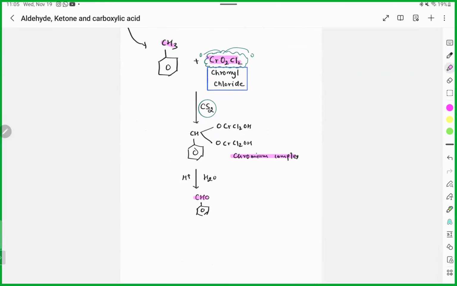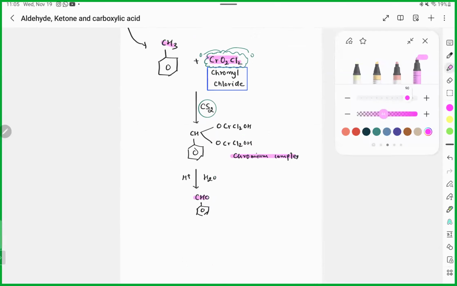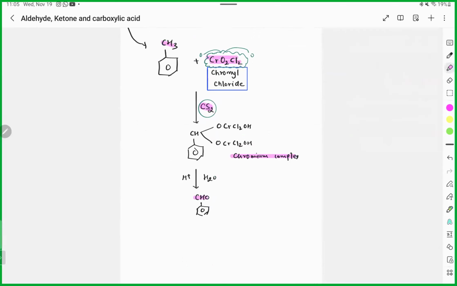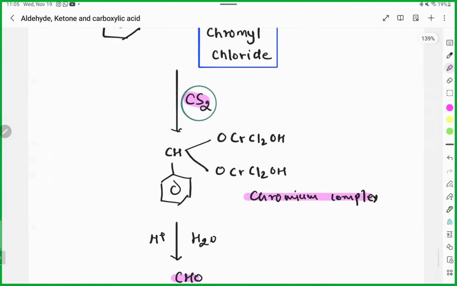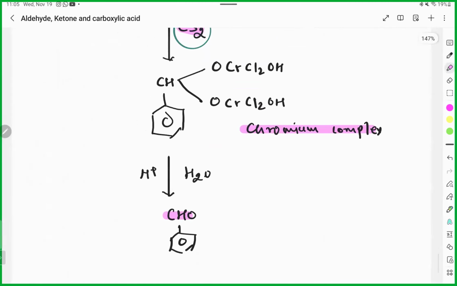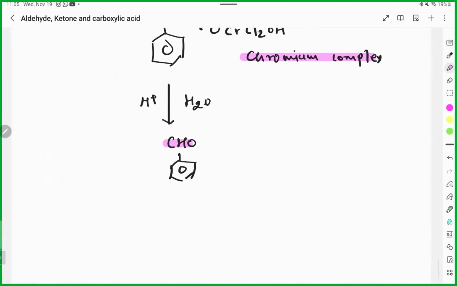Usually nobody asks you this middle complex, but they can ask you in JEE. They can definitely ask you why CS2 is used, to reduce the activity. Got it, guys? Any doubt? No. No.